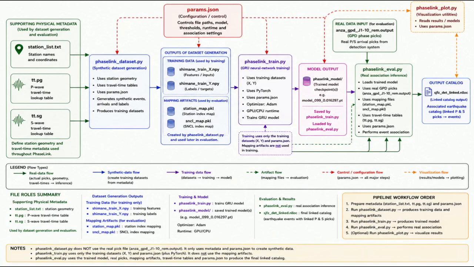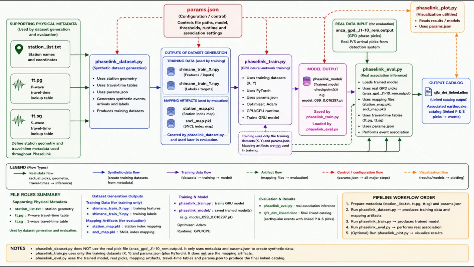This information is first used by PhaseLink dataset.py, whose role is to generate synthetic earthquake training examples. Rather than relying exclusively on real earthquakes, the program creates artificial sequences of seismic arrivals that mimic realistic earthquake behavior. From this process, it produces training datasets such as Shimane Train X.npy and Shimane Train Y.npy, along with mapping files including stationmap.pkl and snclmap.pkl. These training datasets are then passed to PhaseLinkTrain.py.